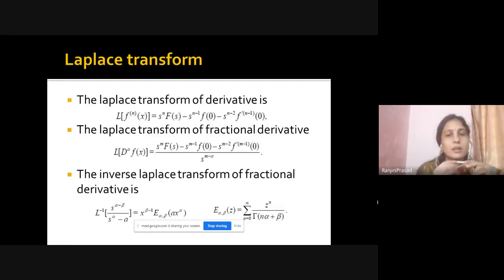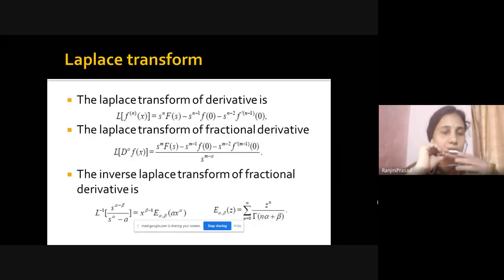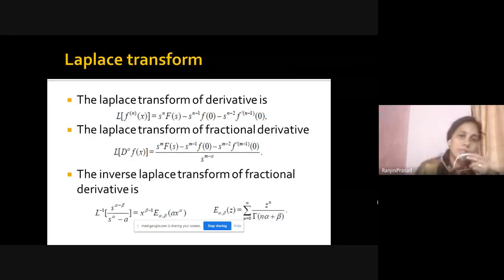Then to find the solution analytically, it is very difficult to find the analytical solution of fractional calculus. You can see the equations, so it is very difficult. Even some ordinary or partial differential equations can't be solved by what we have studied in normal functions, so we go for numerical methods. Here also it is very difficult to find the analytic solution, but you can use the Mittag-Leffler function and the Laplace transform to find the solution of this fractional calculus equation.